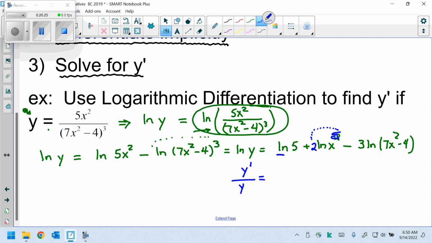Okay, what's the derivative of natural log of 5? Now that's a constant, and the derivative of a constant is 0. What's the derivative of 2 natural logs of x? Well, 2 is a coefficient. Come along for the ride. Derivative of the natural log of x is 1 over x. Minus, now we have this coefficient of 3 coming along for the ride. And the derivative of the natural log of this is going to be the derivative of that, which is 14x, divided by this 7x squared minus 4.